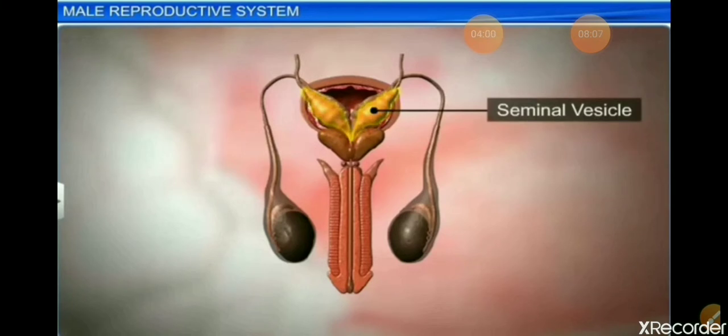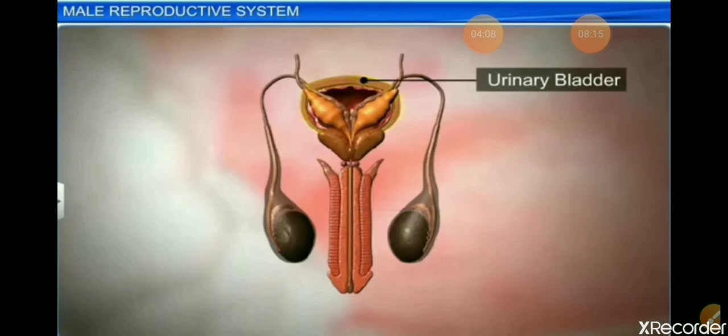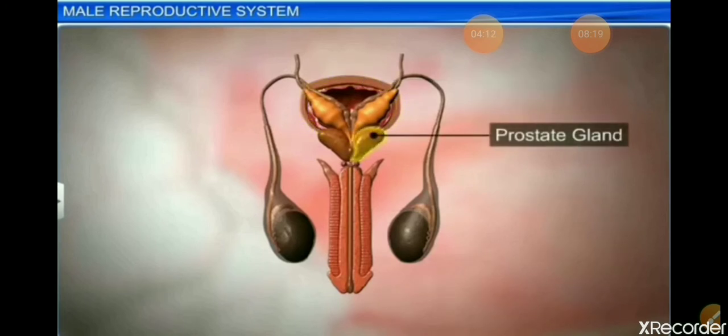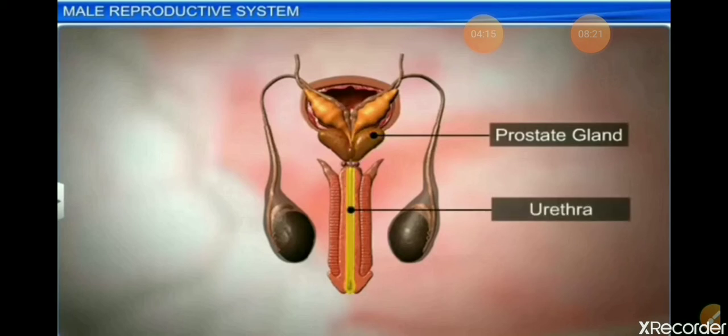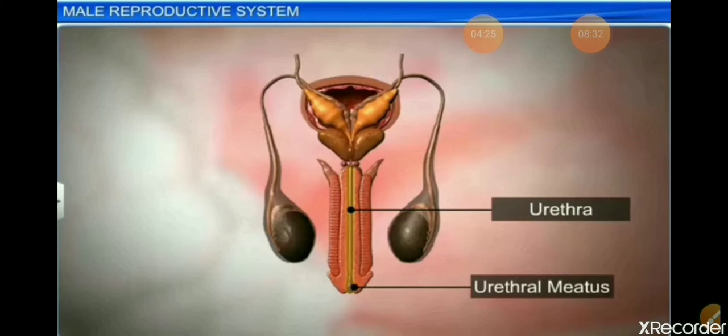So you can see here three accessory glands. First of all, the seminal vesicles were highlighted. Now it is the urethra, which is called the ejaculatory duct. This is the prostate gland. The ejaculatory duct joins the urethra, which will lead into the urinogenital opening called the urethral meatus.